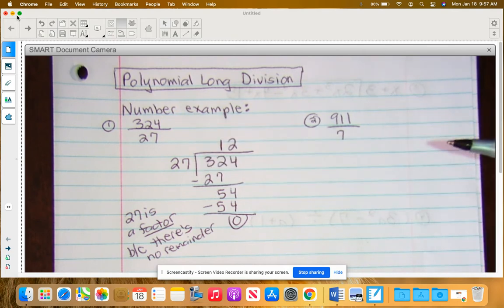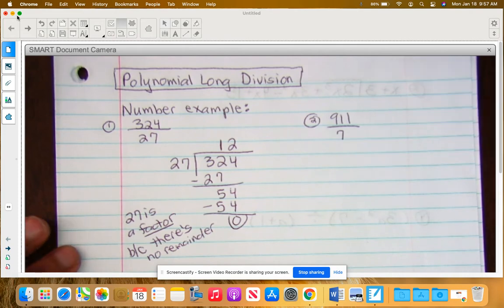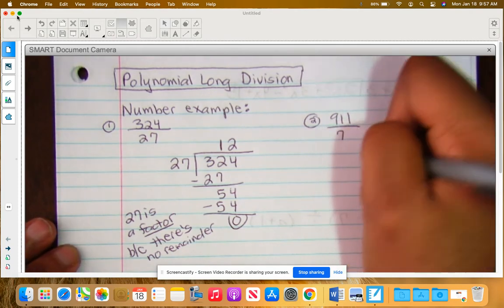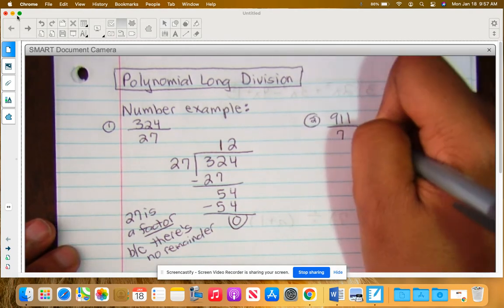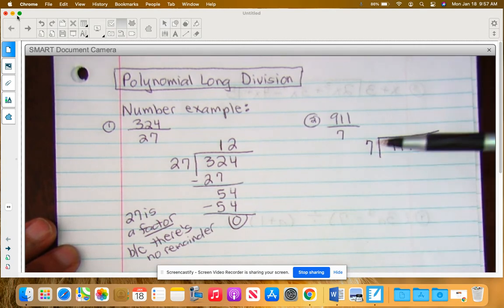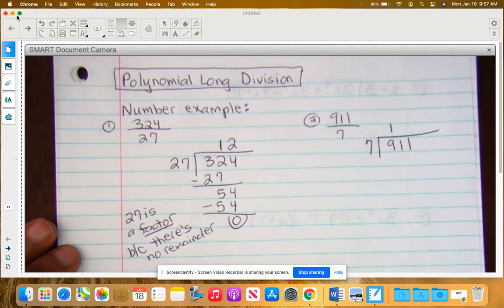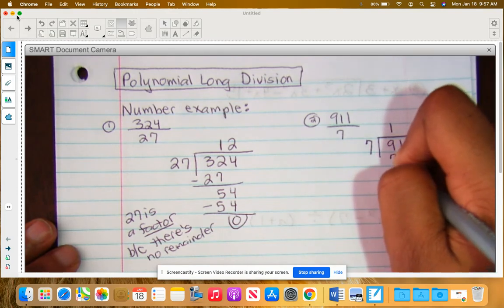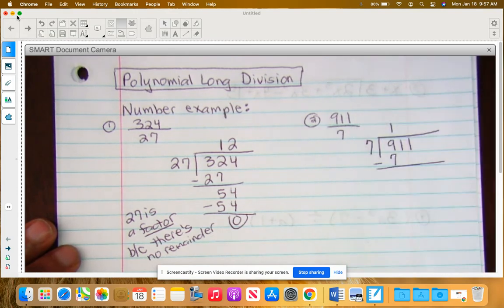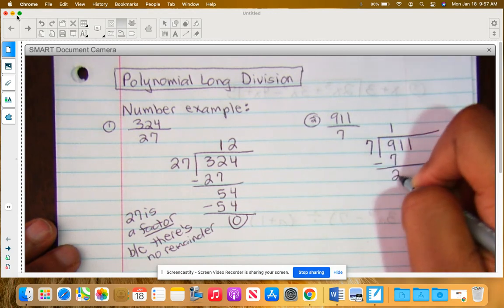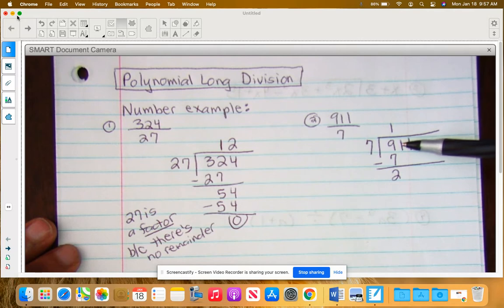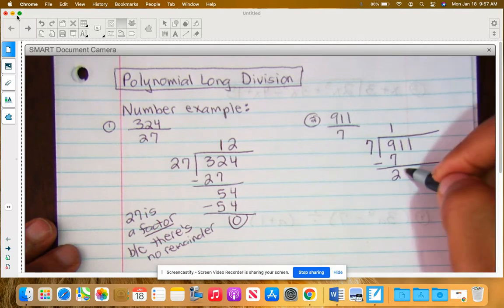Now let's take a look at number 2. We're going to set it up and we're going to do some long division. Okay. 7 goes into 9 how many times? Once. So we're going to put a 1 at the top. Now we're going to multiply. 1 times 7 is 7. Draw your line. Subtract. 9 minus 7 is 2. And you bring the first one straight down.